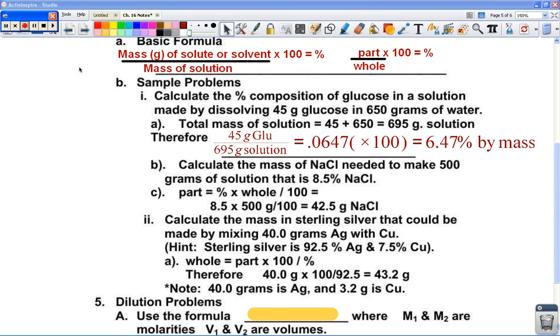Okay, there you go. I've changed it for those of you that have difficulty with the percentage. So you take the fraction, 45 divided by 695, which gives you a decimal. Then you're going to multiply that by 100, and that's how you're going to get your percentage.